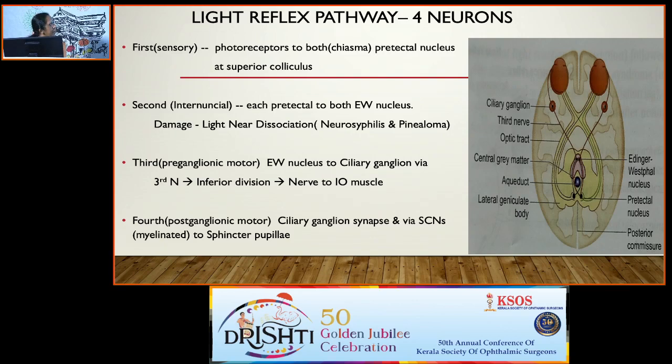The first order neuron starts from the photoreceptors, then comes to the pretectal nucleus, which is in the dorsal portion of the midbrain at the level of the superior colliculus. Internuncial neurons go to the Edinger-Westphal nucleus on both sides. Here there is a crossing, and in the chiasma also there is crossing. From the Edinger-Westphal nucleus, by the oculomotor nerve it comes to the ciliary ganglion, synapses here, and by the oculomotor nerve comes to the sphincter pupillae.